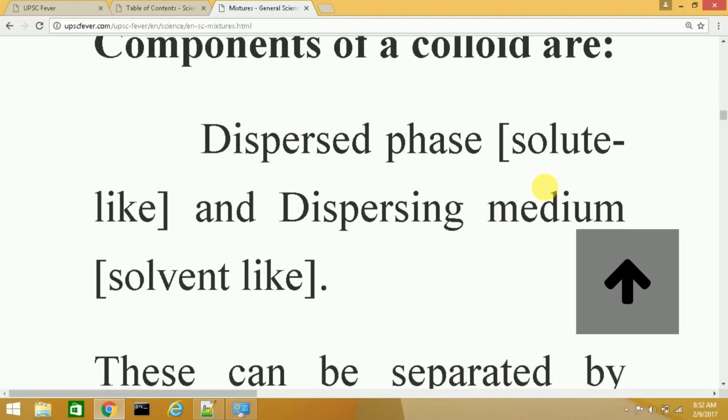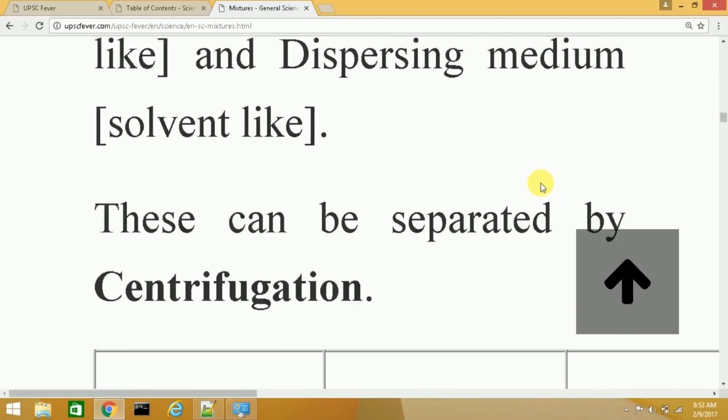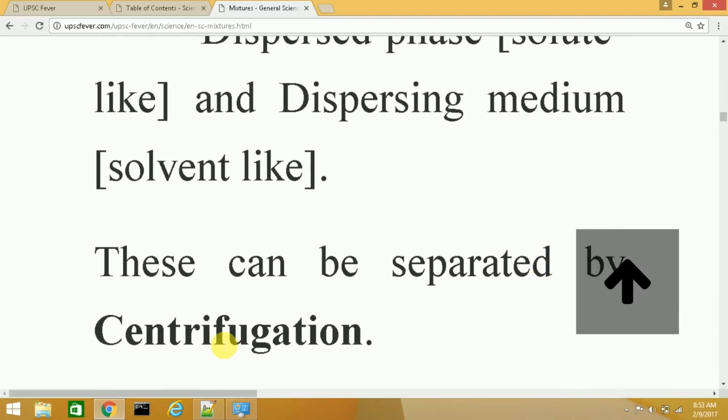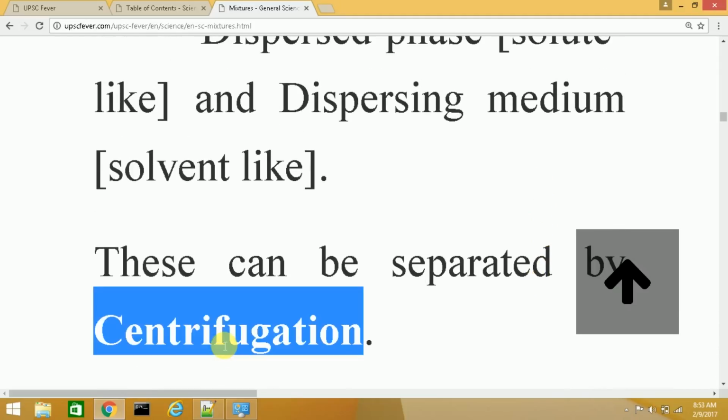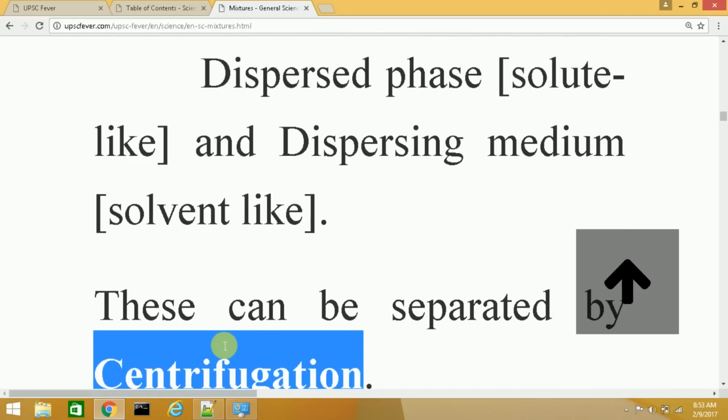The last property of colloids is that by a process of centrifugation, we can separate the solutes and the solvent, which is the dispersed phase and the dispersing medium. Examples of very popular colloids: when the dispersed phase is a liquid and the dispersing medium is a gas, the colloid is an aerosol, and fog, mist, clouds are all types of aerosols, so all of these are also colloids.